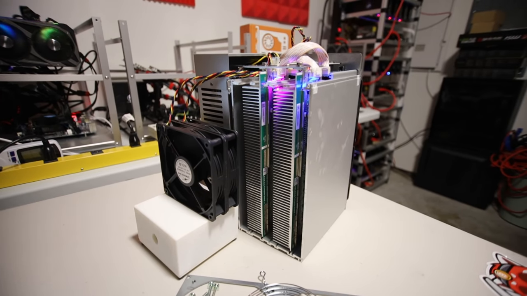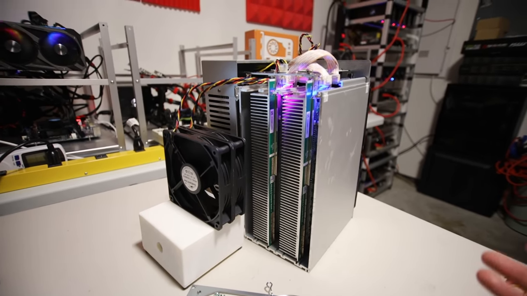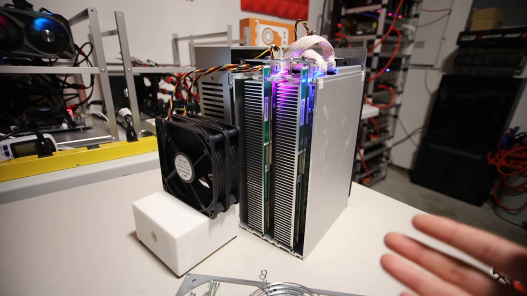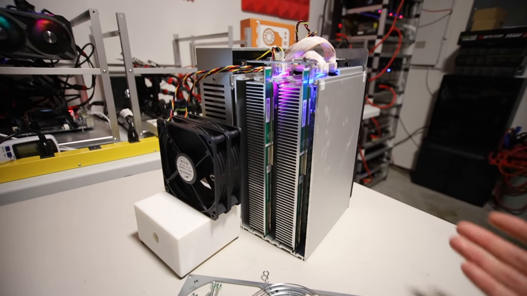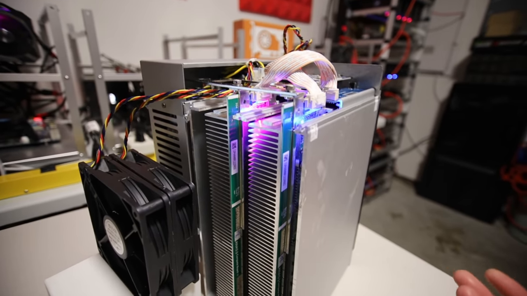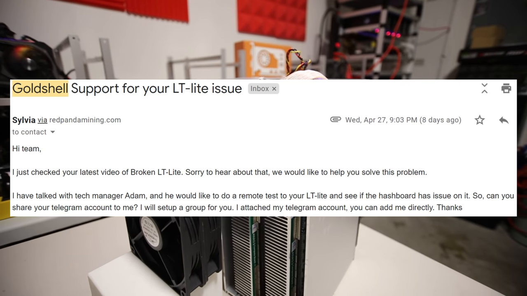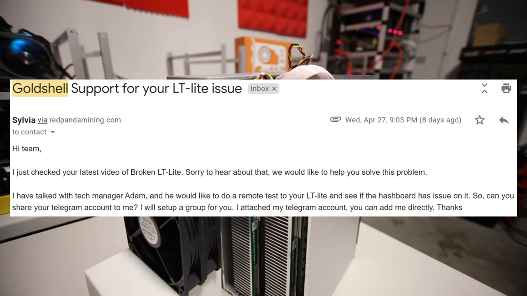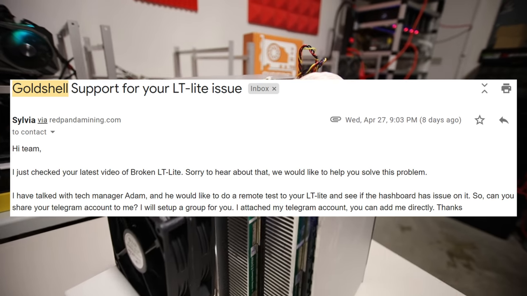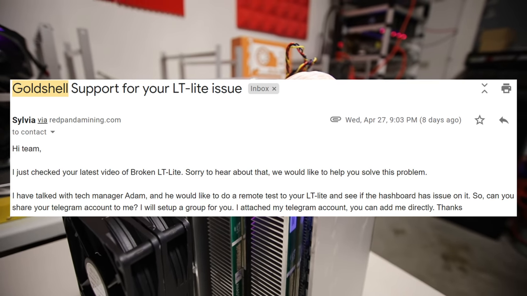I didn't go through the proper channels like a normal person would, like emailing their support. I was just curious, since I am essentially the content creator, whether they watch my videos, and so they do. And then Goldshell, I think about 17 or 18 hours later, emailed me and got in touch with me and wanted to talk through Telegram.